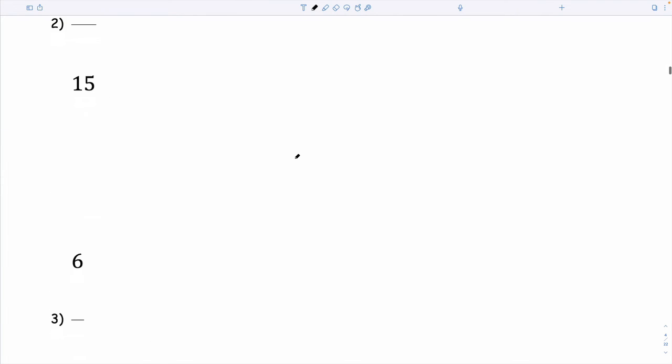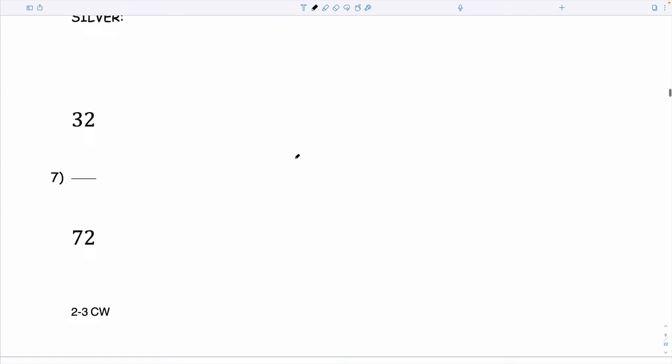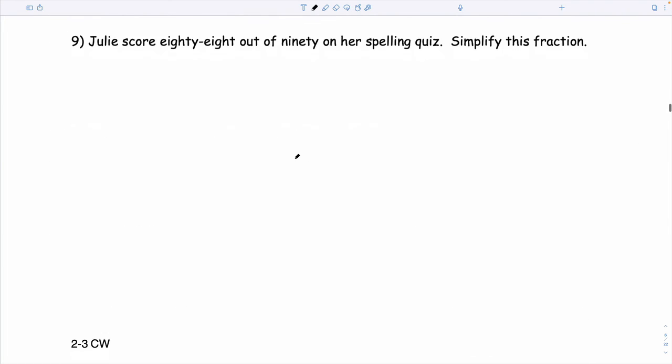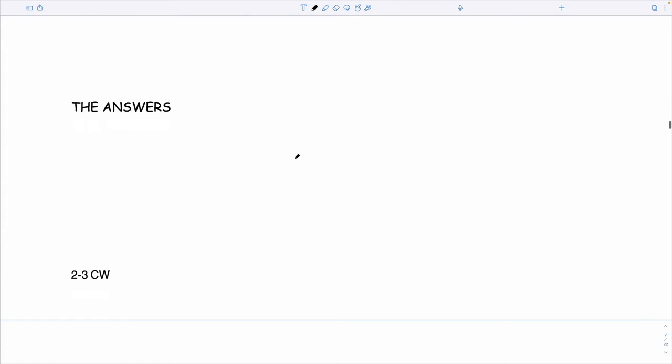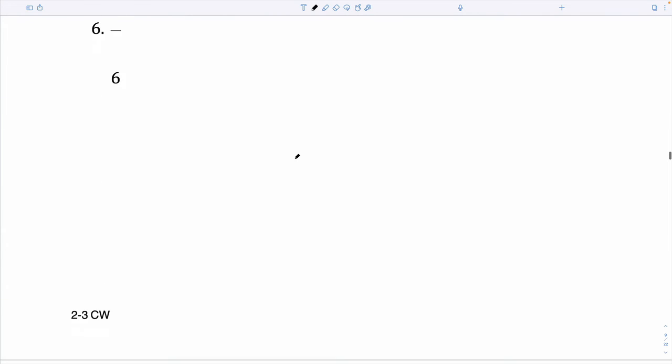Flip your page to aim number 2. Quick aim as we go out the door. Aim number 2 looks like this. Pass the answers. Pass over. Pass gold.